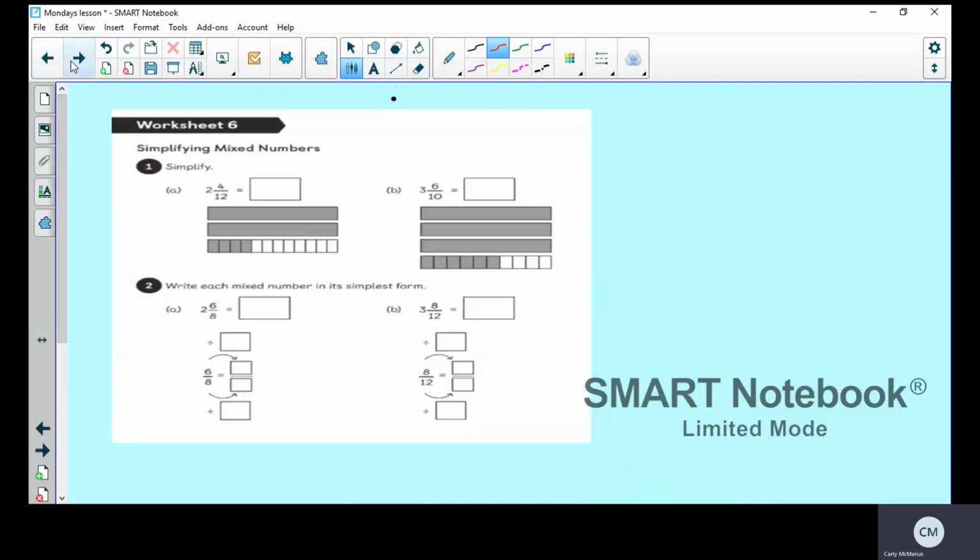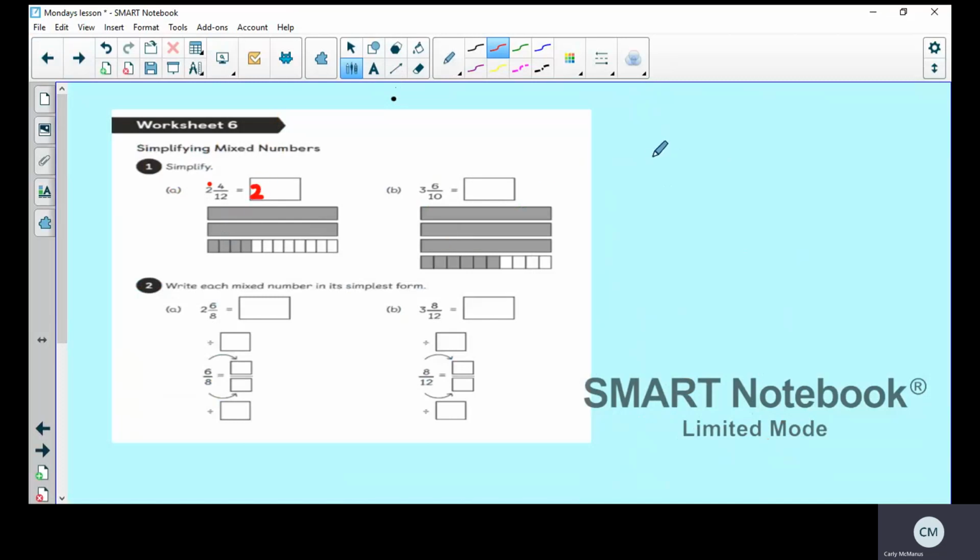Okay, so this is your task today, this exact same sheet that you've got on Purple Mash. So you've got a mixed number fraction, 2 and 4/12, and here it's showing it pictorially. So when you're answering this question, remember the whole number stays the same, you just need to simplify 4/12. So you put the 2 there.